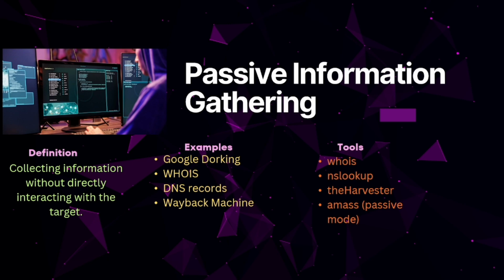We will begin with passive reconnaissance. In this phase, we don't send traffic to the target system. Instead, we rely on public and third-party data sources. For this demo, I'm using Tesla, which is a public bug bounty program.